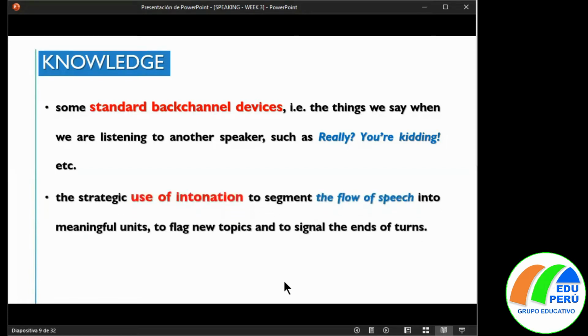And the other is related to the pronunciation, no? The use of intonation specifically, no? This is related to the flow of speech.